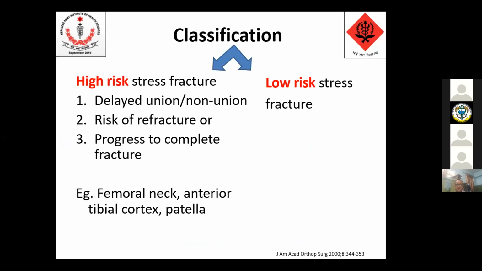So there are various classification and grading systems for stress fracture, and the most useful one is according to the location, in which it is divided into high risk stress fracture and low risk stress fracture. High risk stress fractures are those that have at least one of the following characteristics: delayed union, non-union, risk of refracture, or progress to complete fracture. A few of the anatomical sites of high risk stress fracture are femoral neck, anterior tibial cortex, patella, medial malleolus, talar neck, base of fifth metatarsal, metatarsals.